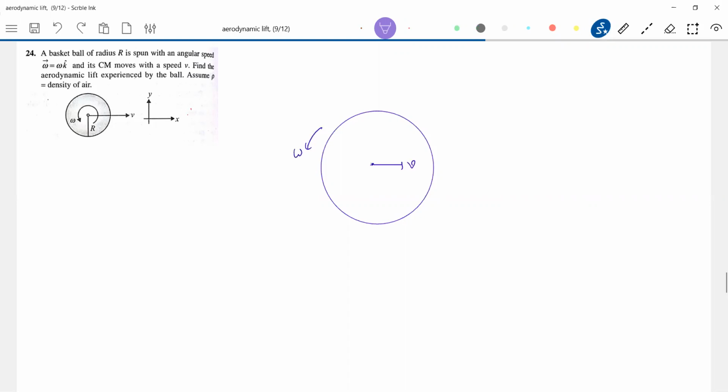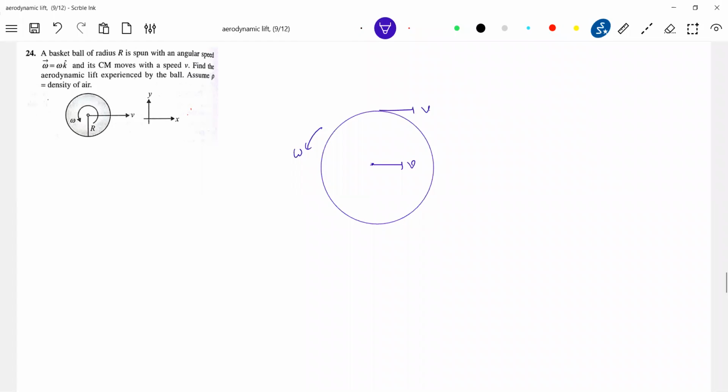Density of air is given as rho. Because of the spinning effect, what will the velocity of this point be? V minus r omega. What will the velocity of this point be? V plus r omega, for rolling motion. Now, the velocity, what happened? The air will be retarded. Air will be retarded more.